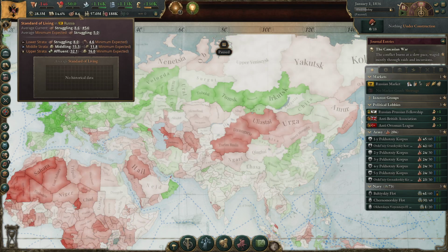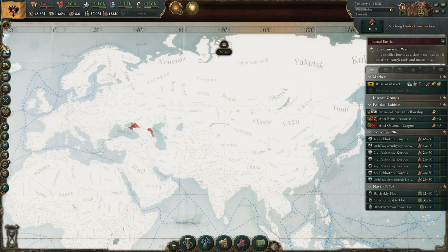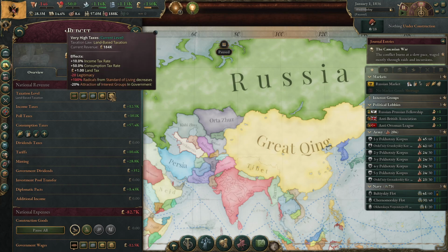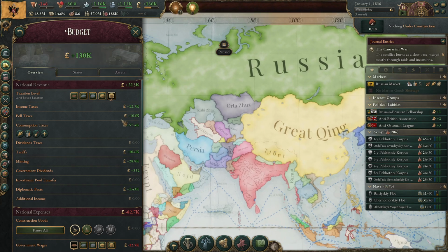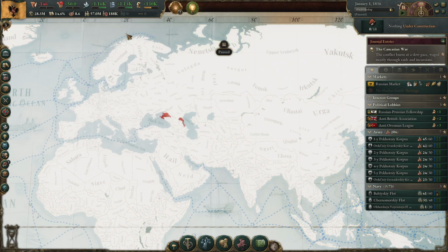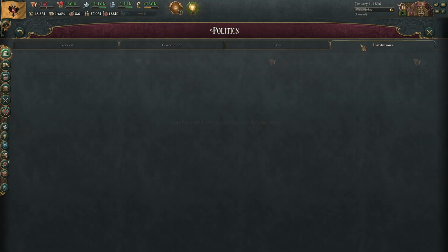And one way, because this one will go down, this one will go down, and we will get more radicals. It will go down because of the high taxes, and you can see it gets more radicals, and so on. One way to counter this is to get some kind of an institution here.